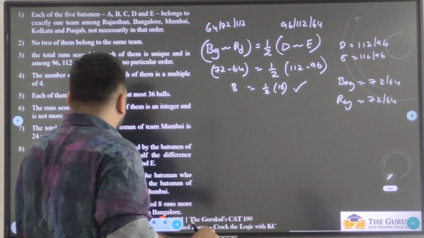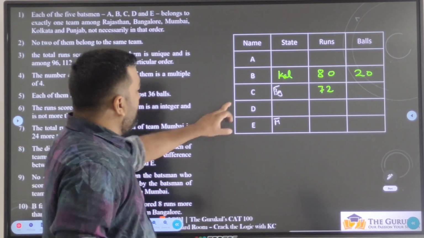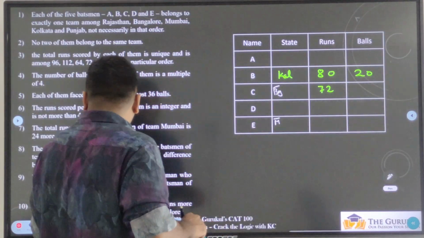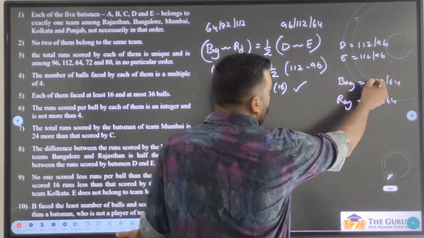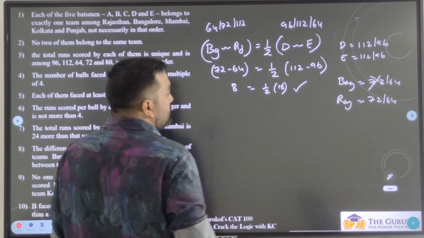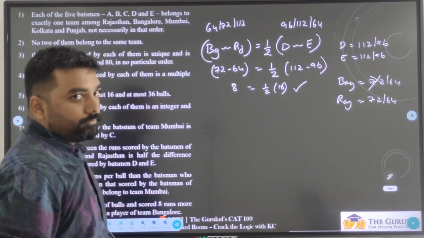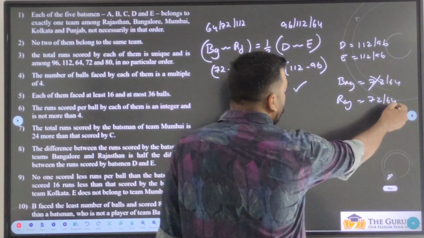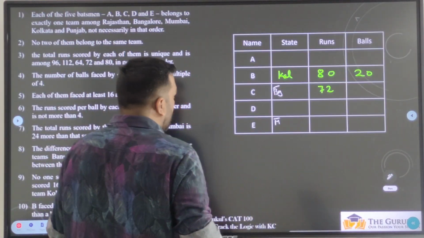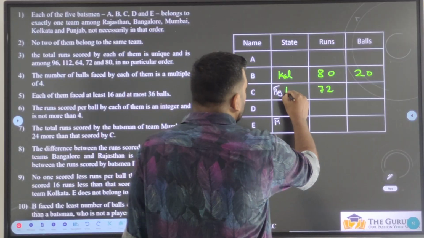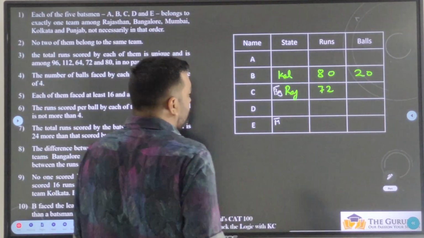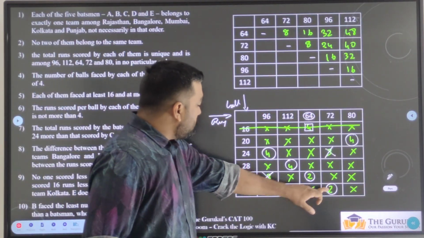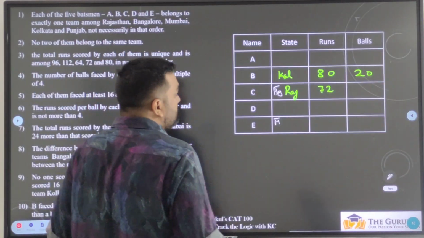But if you observe carefully, 72 runs is with C. But I already know C is not Bangalore. If C is not Bangalore, which means 64 should be Bangalore. Now who is 64? We don't know. Now 72 is with which person? Is with Rajasthan. So 72, this is Rajasthan. Now 72 runs means how many balls? 72 runs, he played in 36 balls.